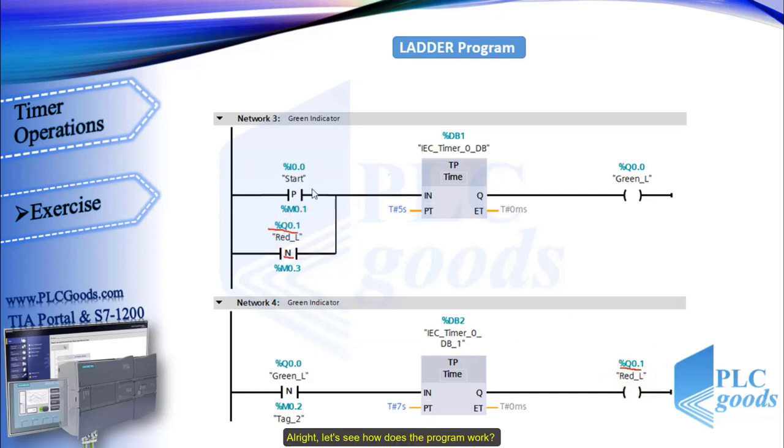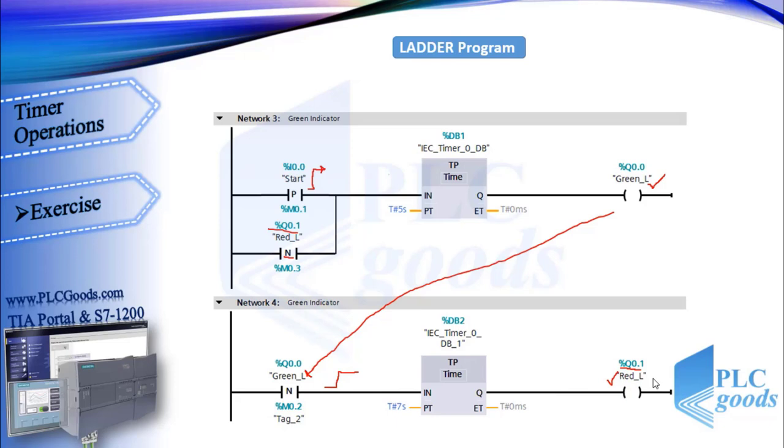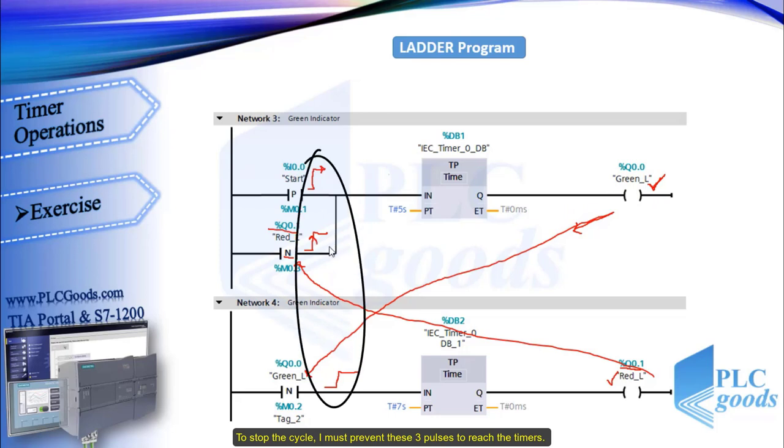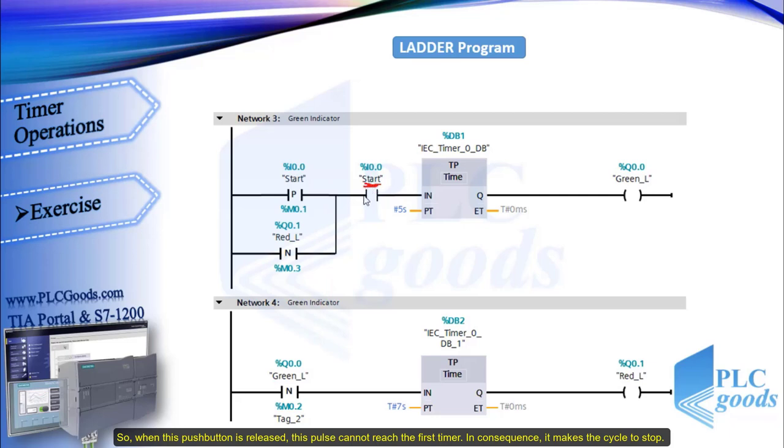Alright, let's see how the program works. First, if the start push button is pressed, the green lamp will be on for 5 seconds. Then the red lamp will be on for 7 seconds and this cycle repeats itself. To stop the cycle, I must prevent these three pulses from reaching the timers. Let's use the start contact here. So when this push button is released, this pulse cannot reach the first timer.